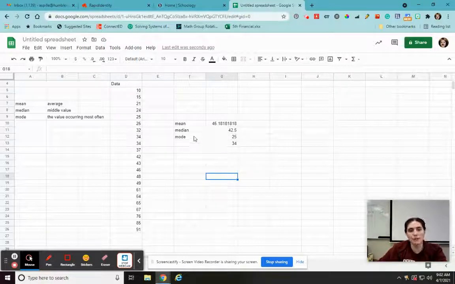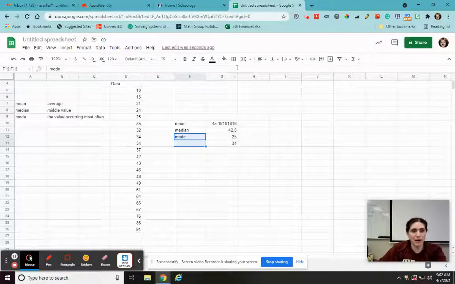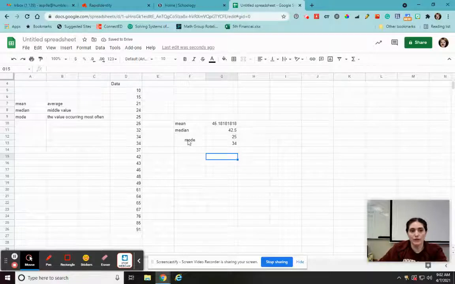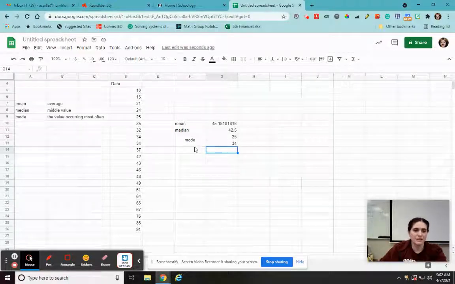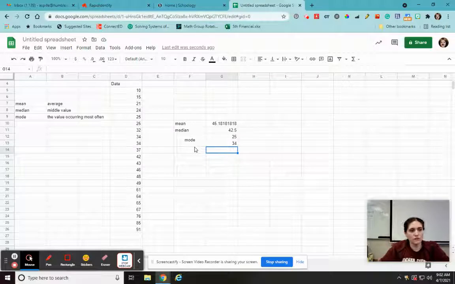So what I would probably do if it were me, I would merge and center so that I know that they're both, let's see, vertical line, that's what I want. I want it in the middle. That way I know that both of these are the mode. Okay, so those are those values.